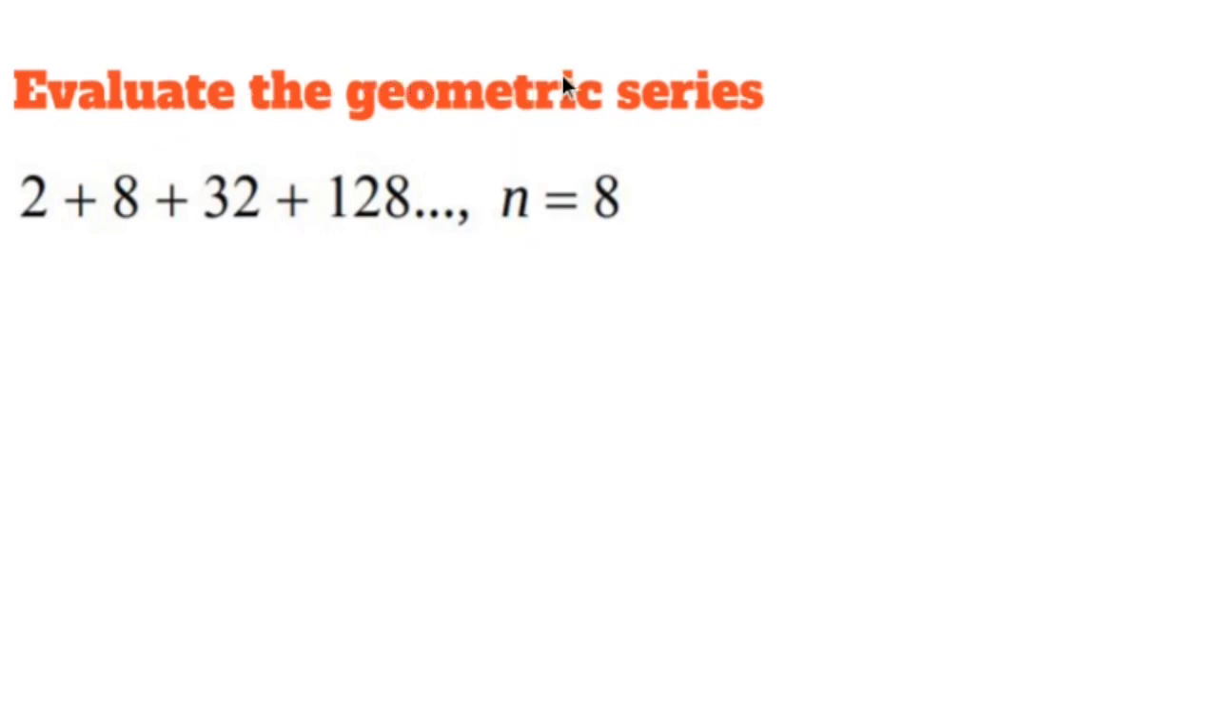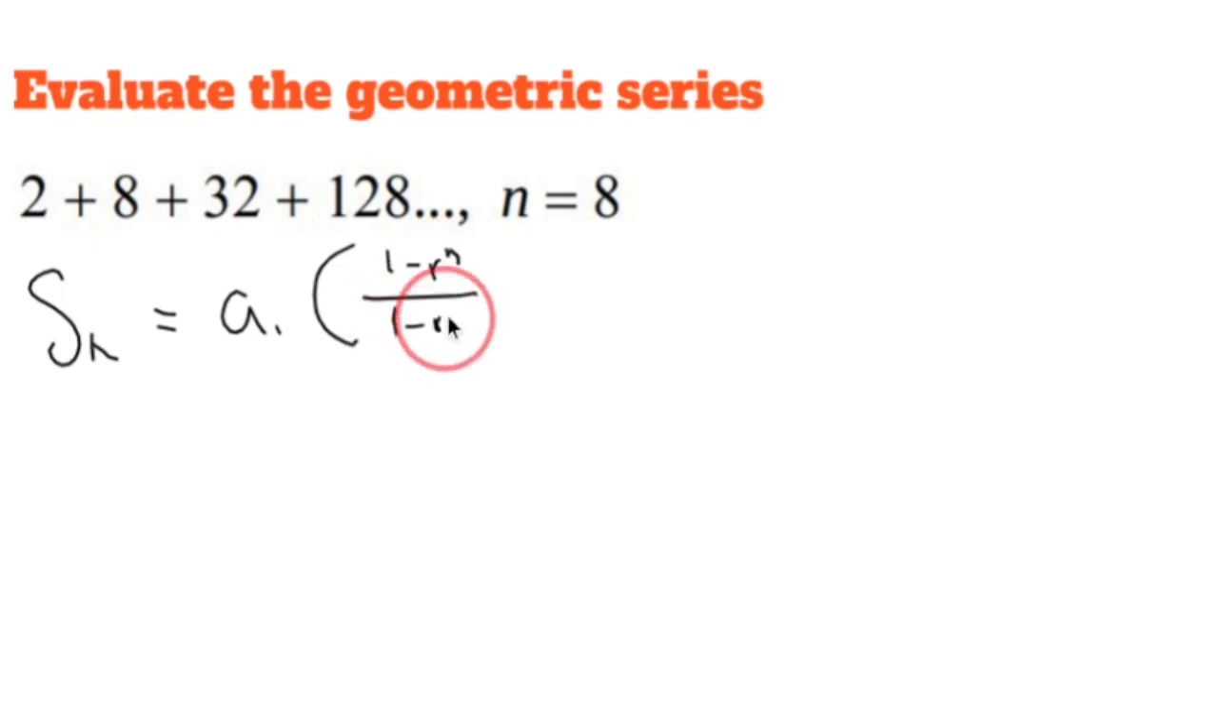Evaluate the geometric series. So first off, it's geometric, which means you multiply a number every time to get to the next guy. It's a series, which means you add everything up, and I want 8 terms. So this is the equation for the sum of the first n terms in a geometric sequence. You take the first term, you multiply it to a fraction. In the numerator, it's 1 minus r to the n over 1 minus r in the denominator, close parentheses.